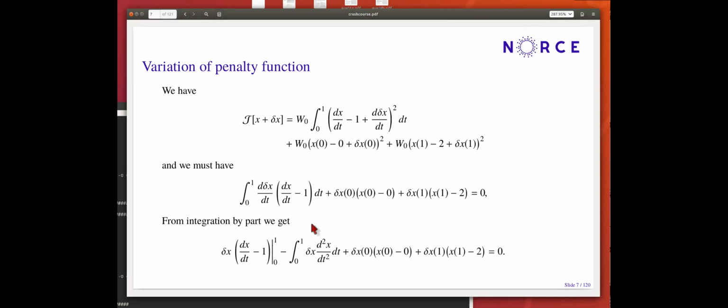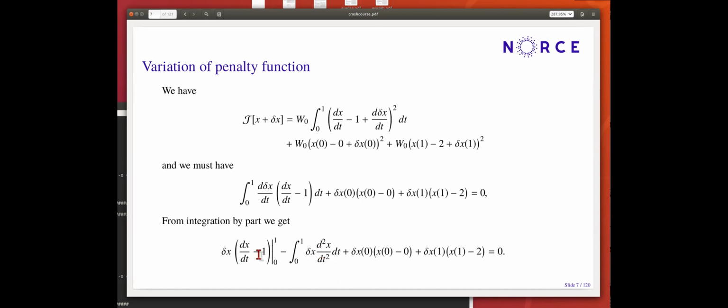So, to set this to 0, we have to deal with this term here, where we have the derivative of delta x with respect to t. So we do an integration by parts on this term. That means we now have an equation where all the terms are proportional to delta x. For this to be 0, since delta x is arbitrary and can be anything, we need d²x/dt², the double derivative of x, to be 0. So this term has to be 0.